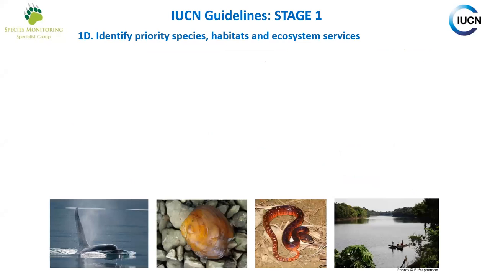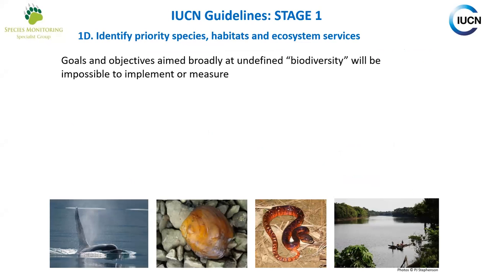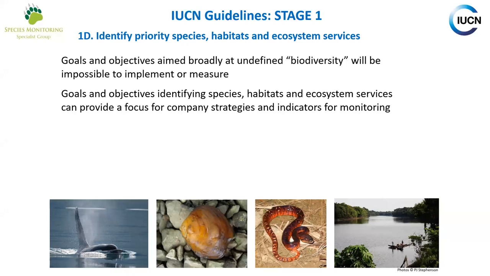The last step in this stage is about identifying priority biodiversity. Now, our thinking is that goals and objectives that are aimed broadly at undefined biodiversity will be impossible to implement or measure. But if goals and objectives identify specific species, habitats, and ecosystem services, then they can provide a focus for company strategies and indicators for monitoring.